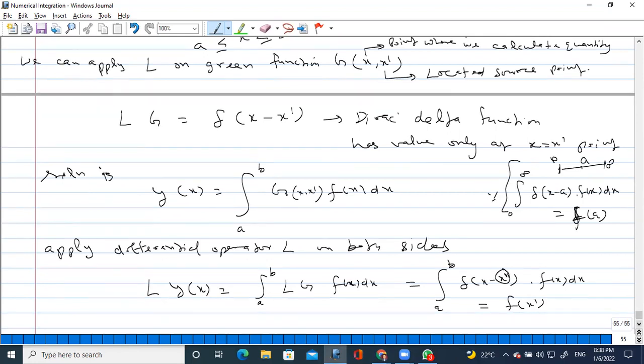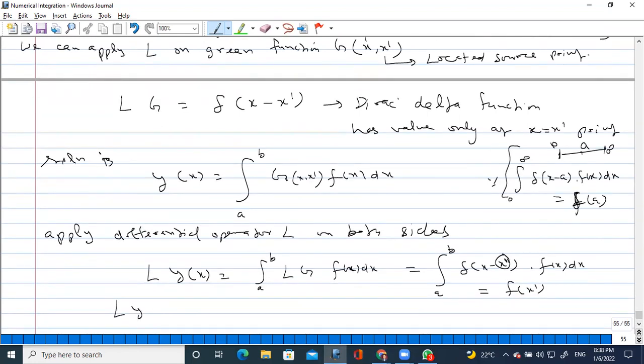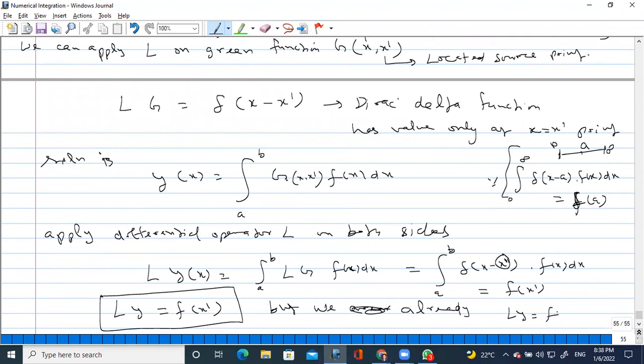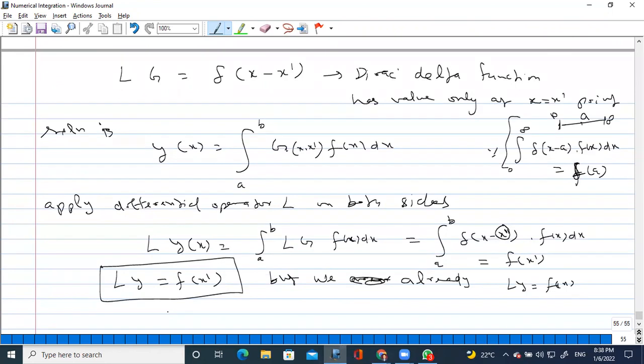So from here Ly is equal to f(x dash). But we already know, because the equation is given, Ly is equal to f(x). So it means x and x dash points are interchangeable. We can anytime interchange them as per requirement. So note down this.